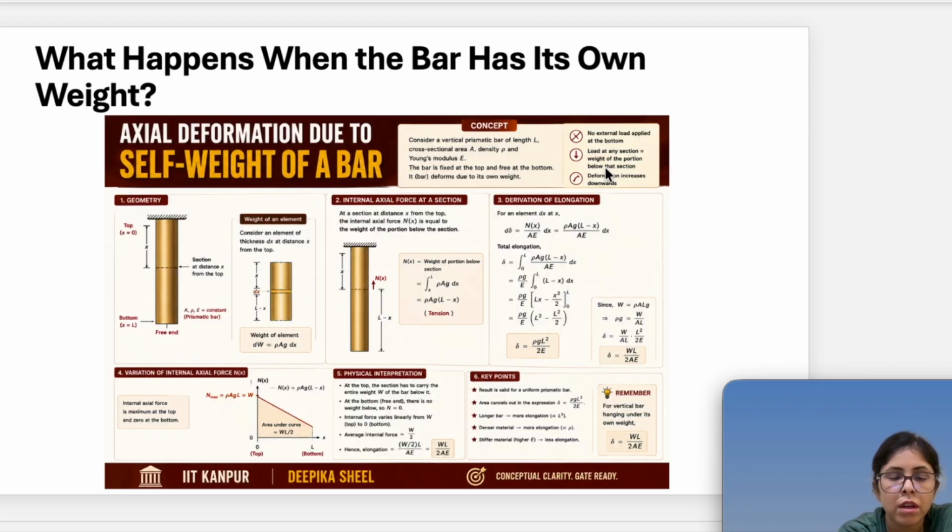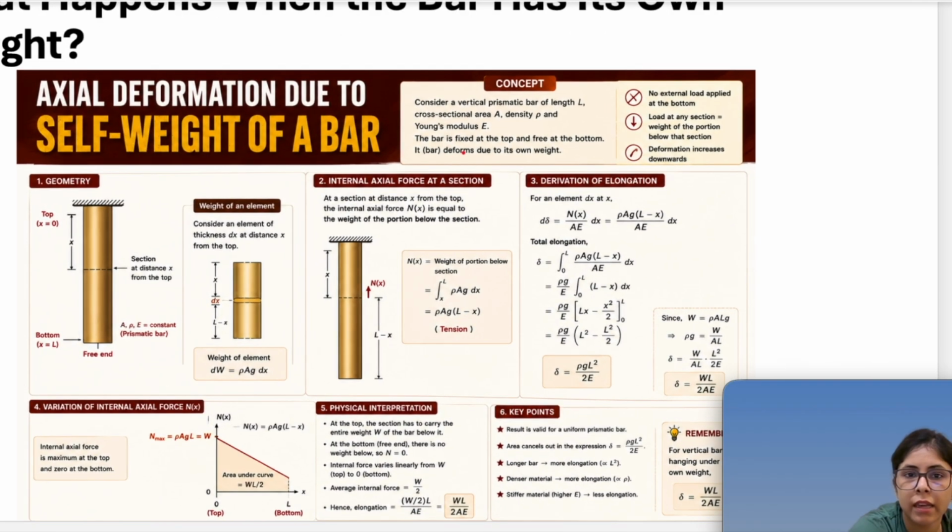Now we come to the self weight. So, deformation due to self weight. If a bar is hanging from a support, and you are not applying any kind of force or any kind of tension or compression, due to its self weight, will there be deformation? That's what we want to know. So what happens when a bar has its own weight and it's hanging vertically?